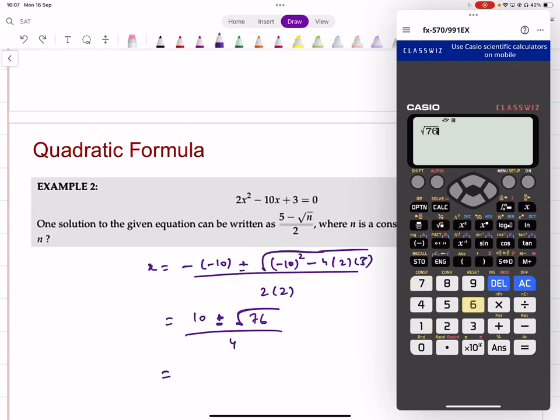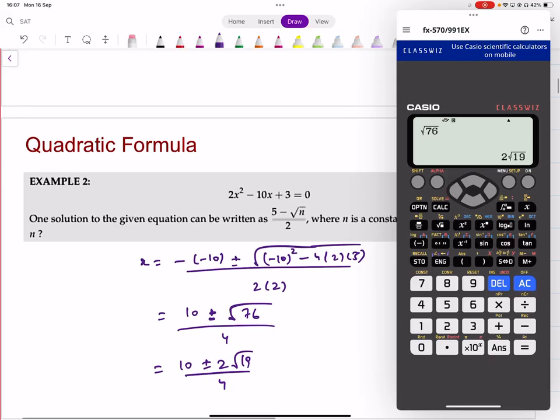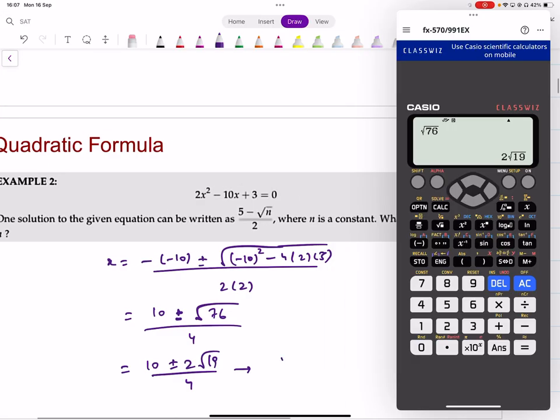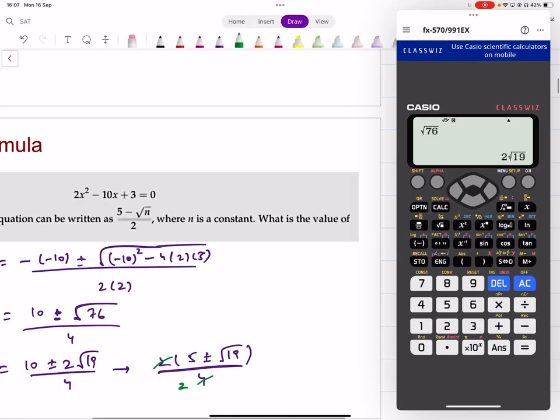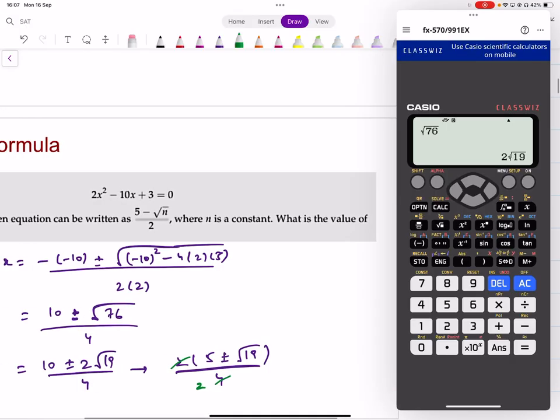Under root 76, this simplifies to 2 under root 19. Now you can take 2 common from the numerator and it gets cancelled. Let me show that step to you as well in case you get confused. 2 into 5 plus minus square root of 19 divided by 4. And now 2 and 2 get cancelled and you get 2. Here is the result: 5 plus minus under root 19 over 2.